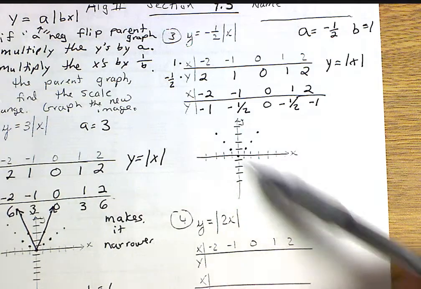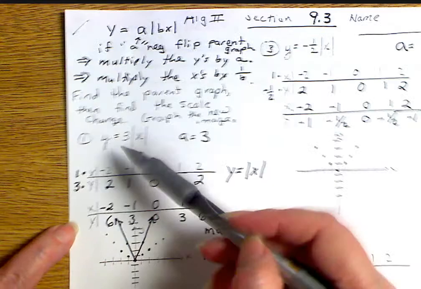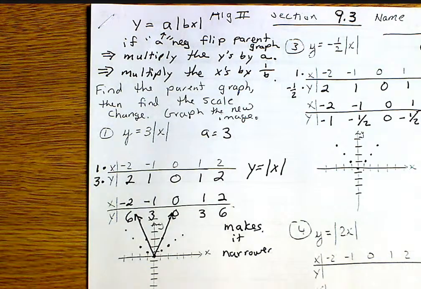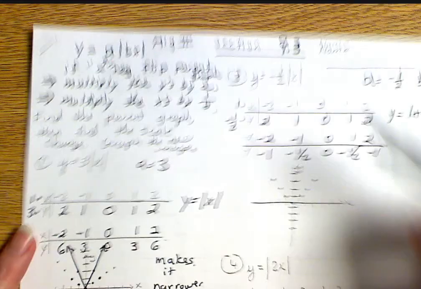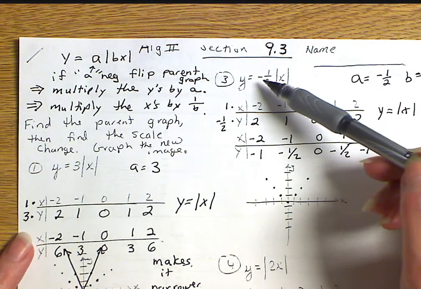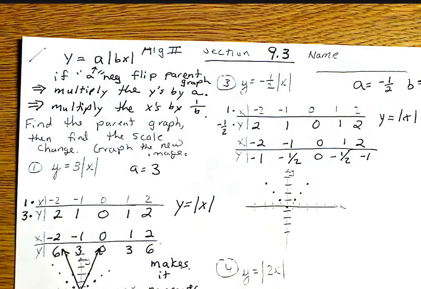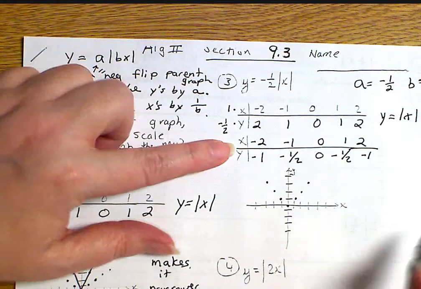It flips the graph, so we know it's going to be this way. And the 1/2, and this is important, if it's a whole number, it makes it narrower. If it's a fraction, it makes it wider. So we know the graph is flipped because of this negative, and because of this 1/2, we know it's going to be wider. So just by looking at that, we should be able to tell what's going to happen to the graph. So now let's graph it, and it should be flipped, and it should be wider.